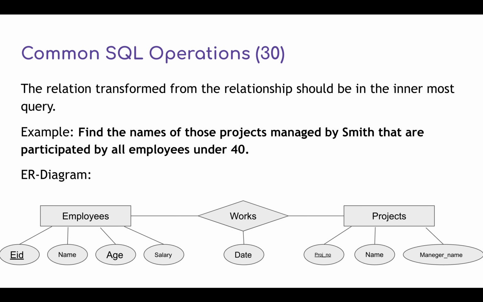For this case, we have an exercise: find the name of those projects managed by Smith that are participated in by all employees whose age is under 40. Here is an ER diagram of this exercise. Employees work on projects, and the EID and the project number are the keys for the attributes.